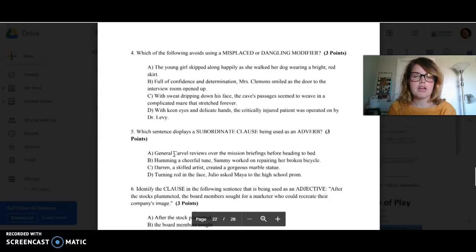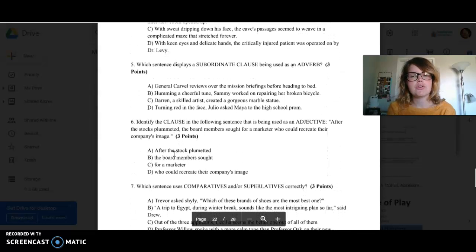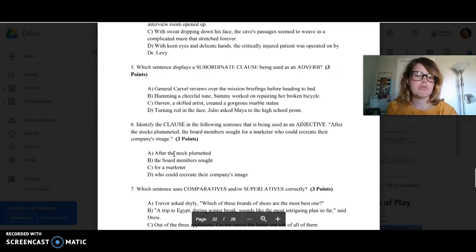Number 5, which sentence displays a subordinate clause being used as an adverb? A, General Cavill reviews over the mission briefings before heading to bed. B, humming a cheerful tune, Sammy worked on repairing her broken bicycle. C, Darren, a skilled artist, created a gorgeous marble statue. D, turning red in face, Julio asked Maria to the high school prom.